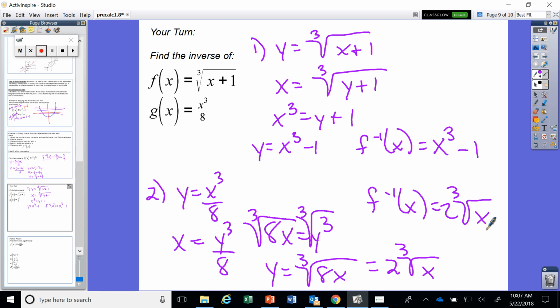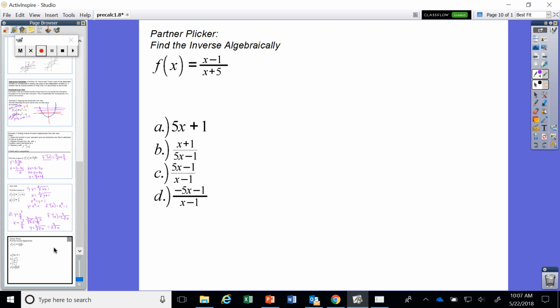All right, guys? And so once again, don't forget that we can always go back and substitute the inverse into the original function and see if we do get that composition to equal x in the end. All right, guys? I've got one for you to try on your own. Give this one a shot. We'll go over it first thing, and we're on to the next one.